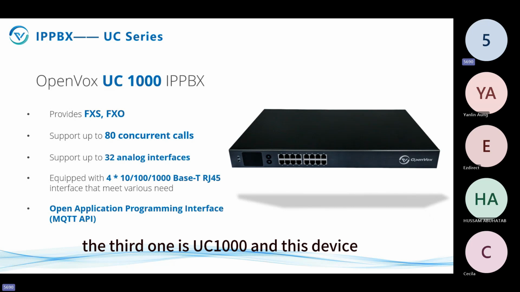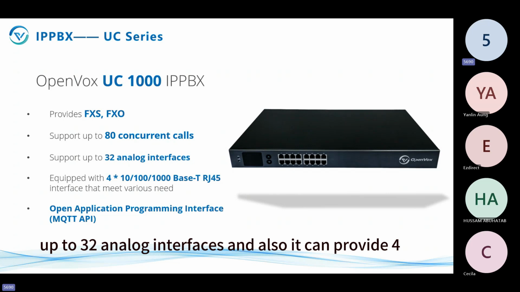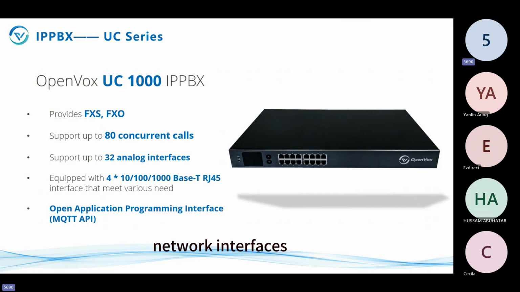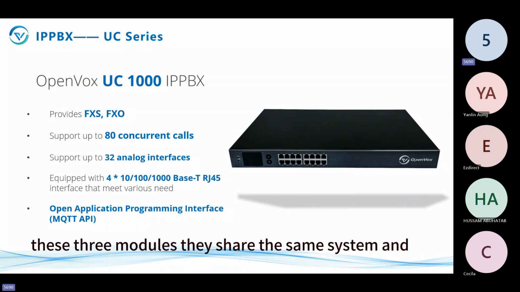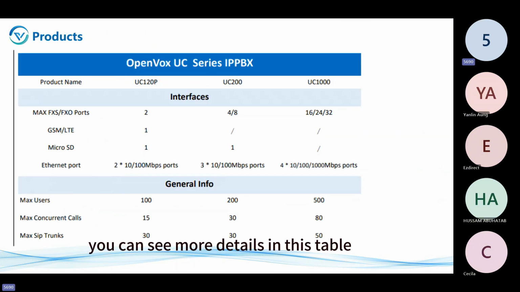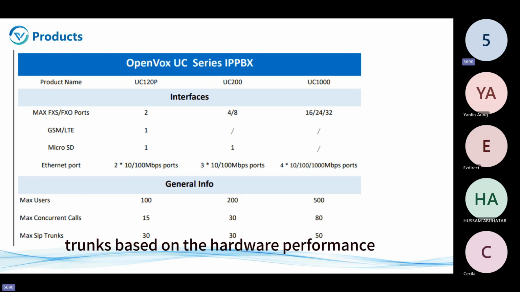The third one is UC1000, and this device is a standard 1U device. It provides up to 80 concurrent calls and up to 32 analog interfaces. And it can also provide 4 network interfaces. These three models share the same system, and you can see more details in this table. The only difference is the analog port numbers and also the performance. They can support different max users, max concurrent calls, and max SIP trunks based on the hardware performance.